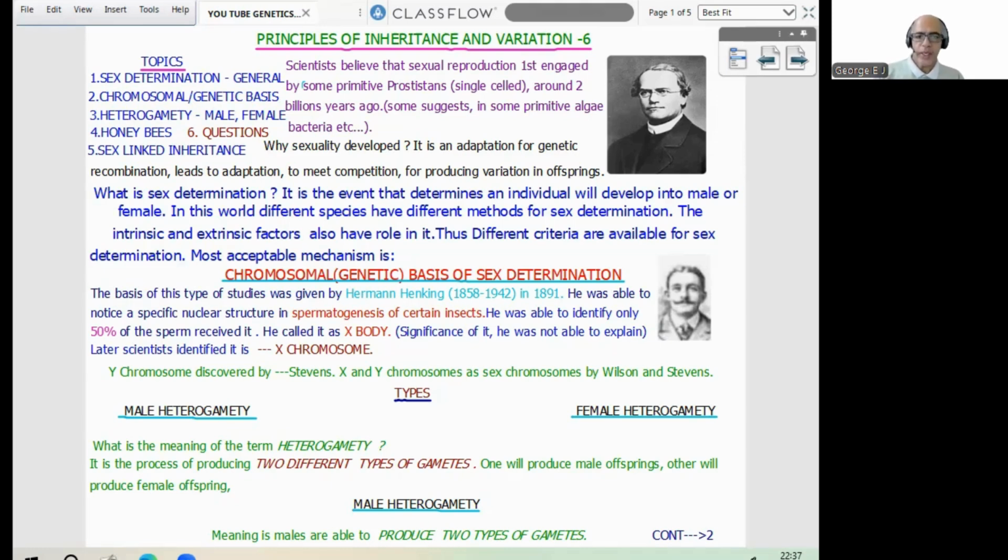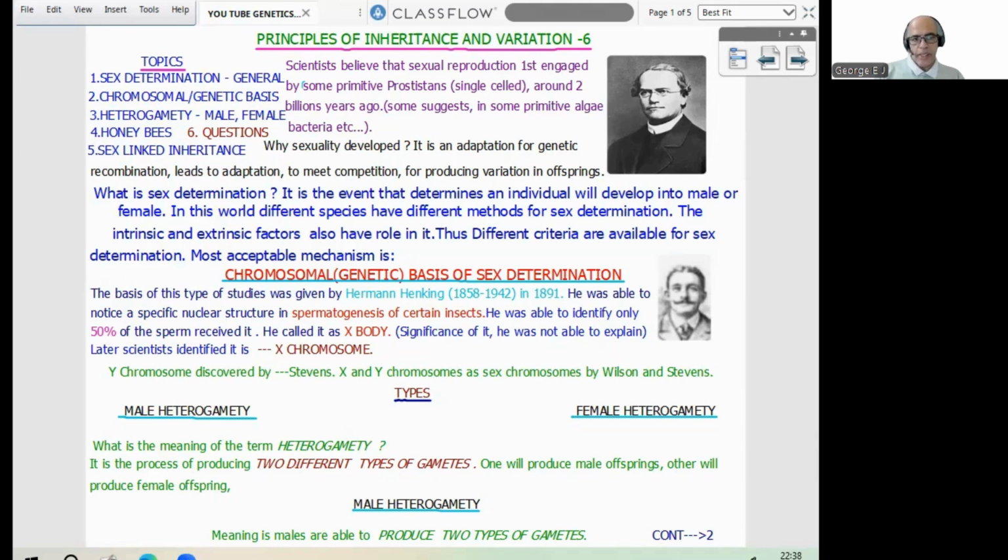Now, why did sexuality develop? Sexuality is an adaptation for genetic recombination, which leads to adaptation to meet competition and to produce variation among offspring for survival. So that is when it came and why it came. Now, what is sex determination? It is the event that determines whether an individual will develop into male or female.